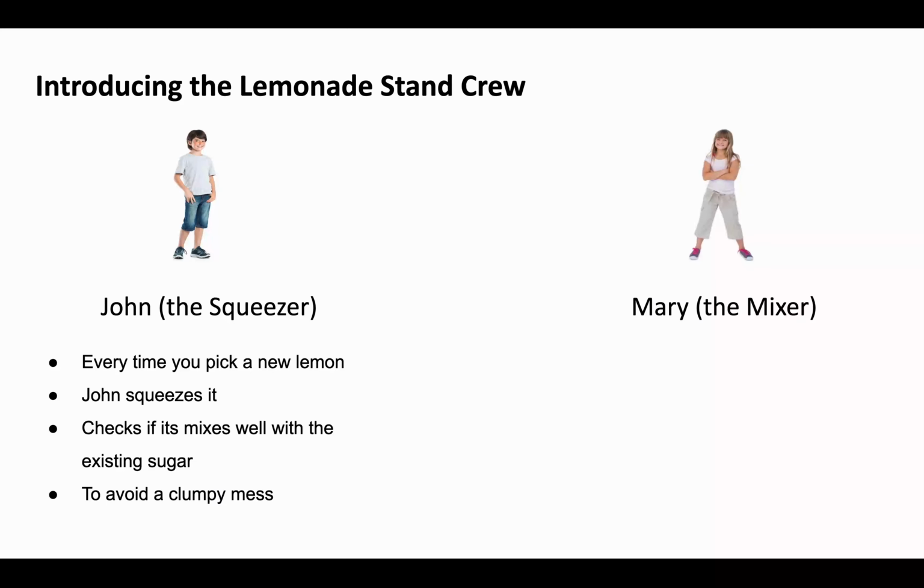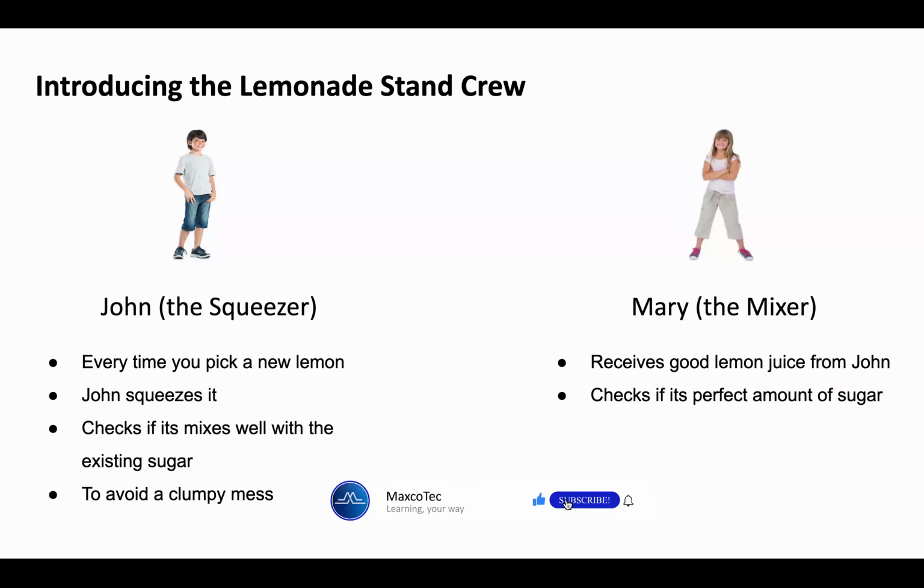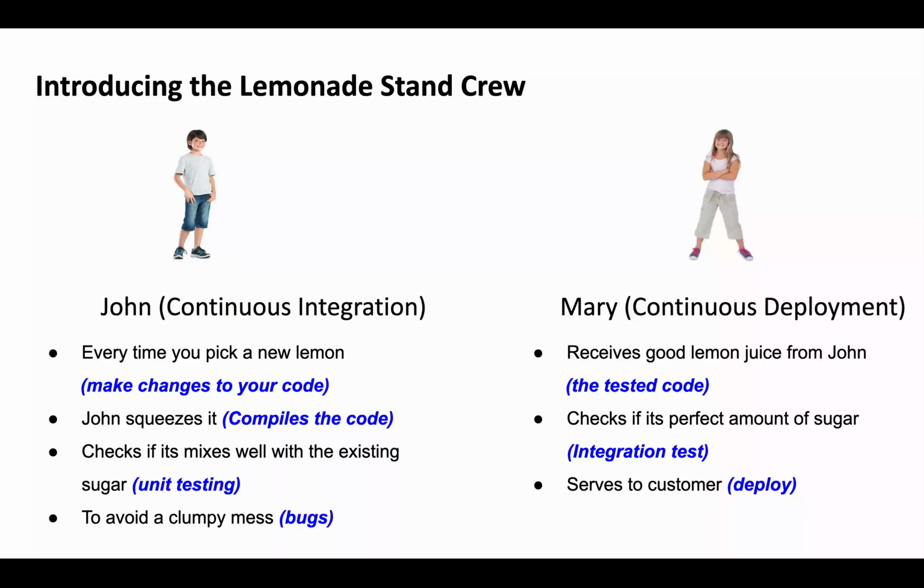Then comes Mary. Mary is the mixer. She receives the good lemon juice from John, and she double checks to ensure that it contains the perfect amount of sugar for quality and taste assurance. And finally, she serves it to the customers. So this way your customer always gets the latest and greatest lemonade without waiting. This lemonade stand crew, my friend, is your CICD. John is the continuous integration partner, whereas Mary is continuous deployment. I have mentioned in the blue line where exactly this relates to your software development scenario.